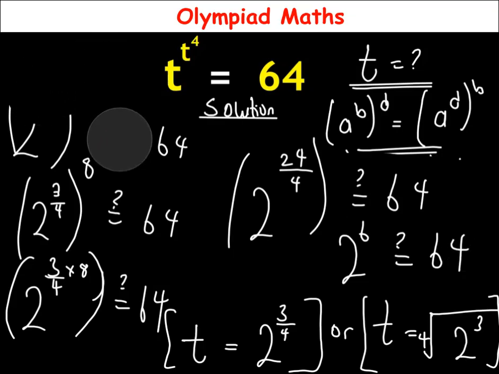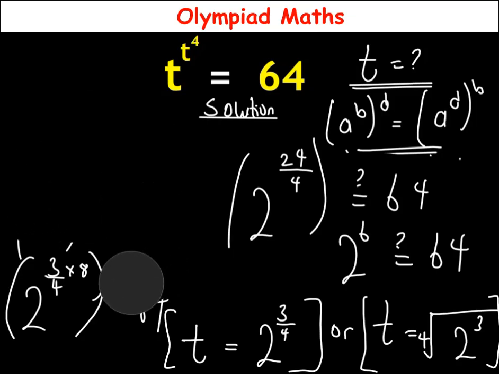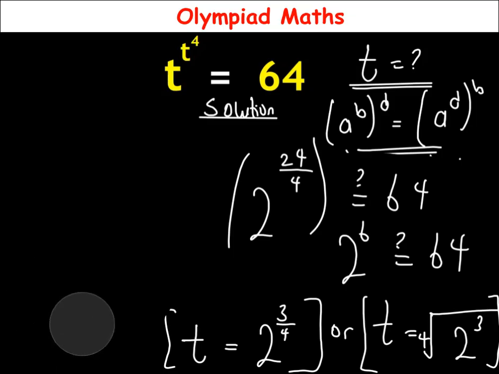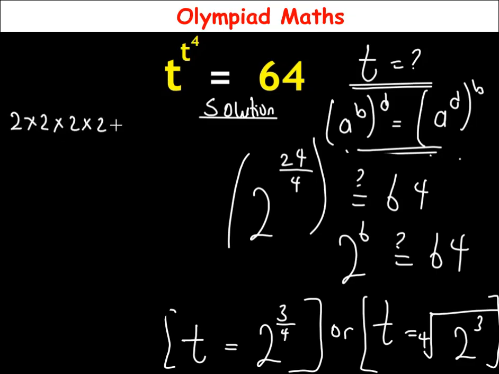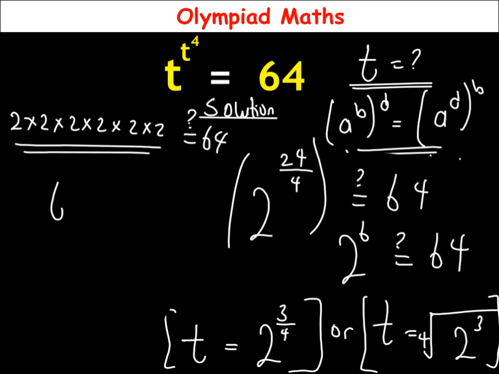And if we were to solve this, 2 to the power of 6 is 2 in 6 places. So 2 times 2 times 2 times 2 times 2 times 2, 1, 2, 3, 4, 5, 6. With this equals 64. Now 2 times 2 times 2 times 2 times 2 times 2 is equal to 64, and this equals 64. So as you can see, the value of t that we got satisfies this given equation.